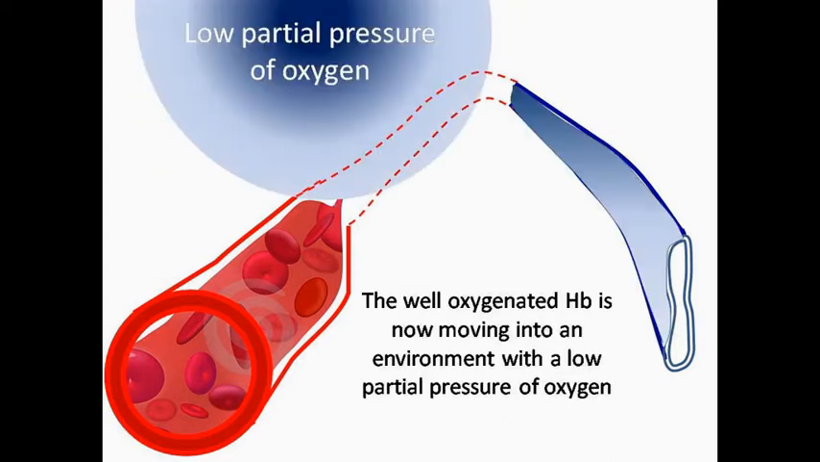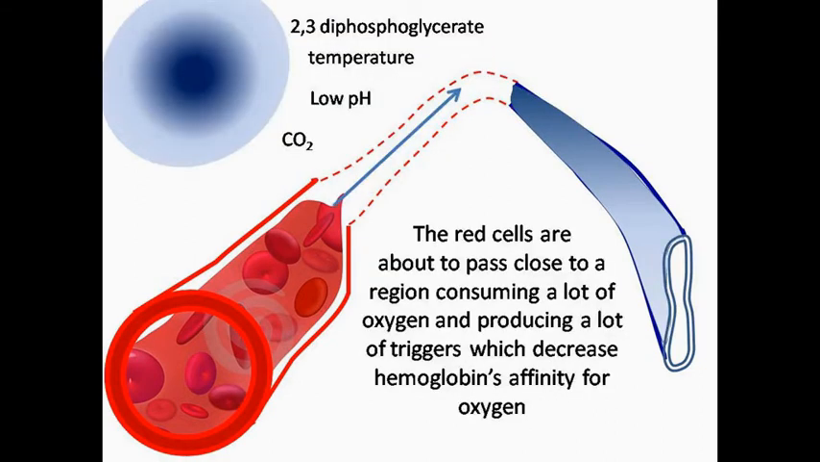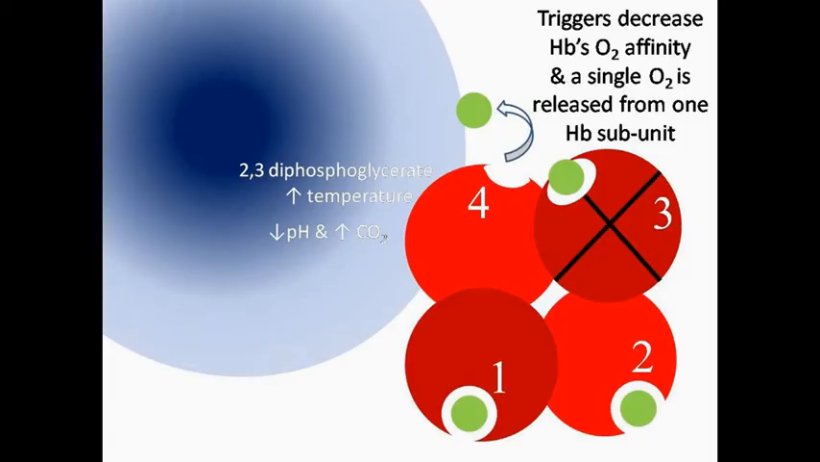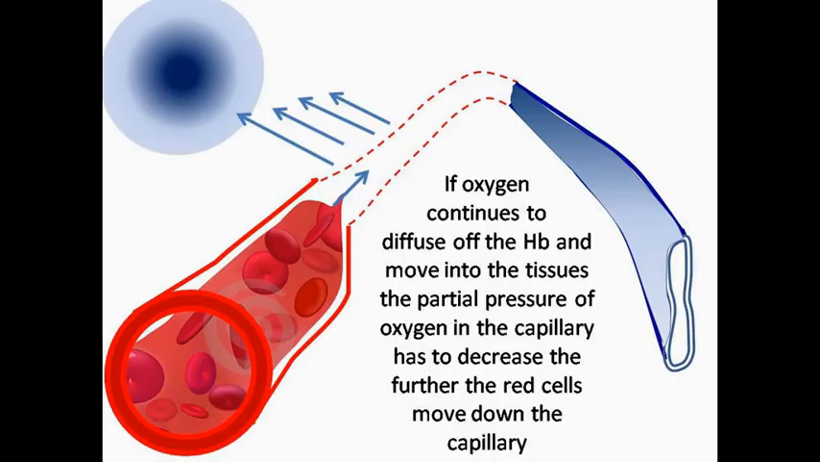The well-oxygenated hemoglobin is now moving into an environment with a low partial pressure of oxygen. The red cells are about to pass close to a region consuming a lot of oxygen and producing a lot of triggers which decrease hemoglobin's affinity for oxygen. These triggers decrease hemoglobin-oxygen affinity, and so a single oxygen is released from one hemoglobin subunit. If oxygen continues to diffuse off the hemoglobin and move into the tissues, the partial pressure of oxygen in the capillary has to decrease because it's losing oxygen.